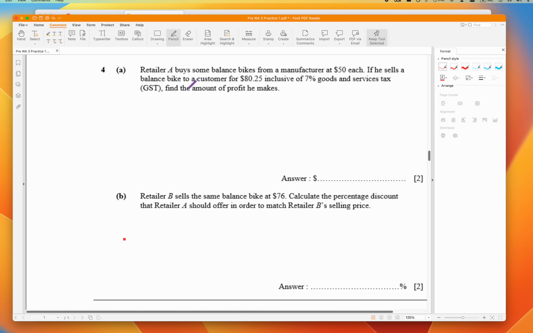Mr. Lu, isn't it that retailer A sells the bike at a lesser amount than B, then why does it still need a percentage discount? No. Retailer A sells it at this price. Retailer B sells at this price.